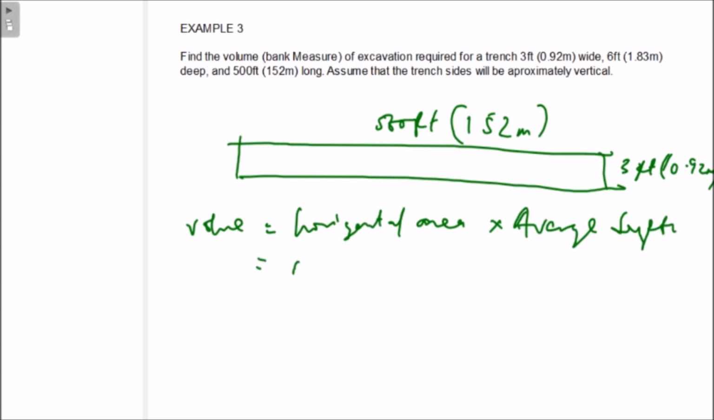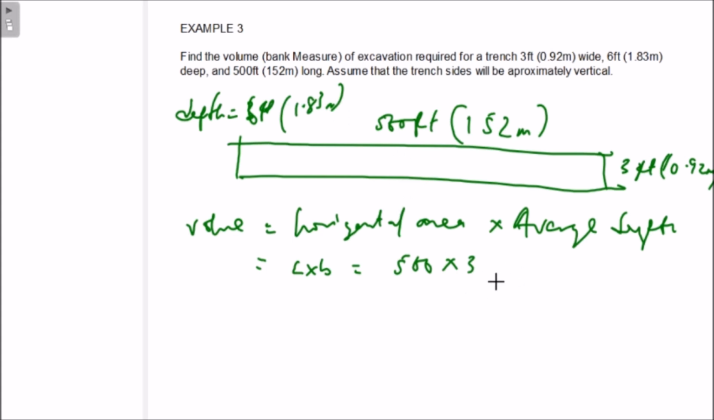So what is our horizontal area in feet? The area is length times breadth, where this will be equal to the length, which is 500, multiplied by 3 in feet. We should also remember that we are given a depth of 6 feet. So let us also put this down. Depth is equal to 6 feet, which is equivalent to 1.83 meters.